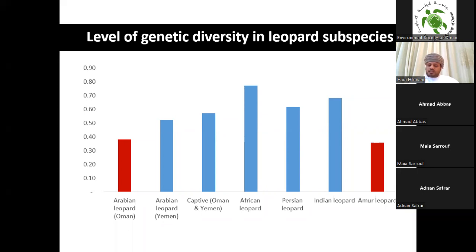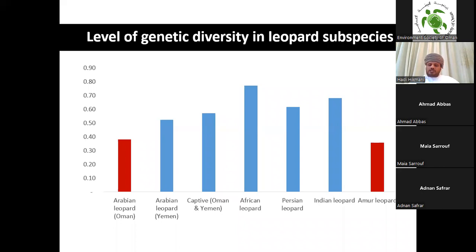We also found that captivity, through some of the captive breeding centers across the region, especially in UAE, Saudi Arabia, and Yemen, hosts some very unique alleles or unique genes that should be conserved for future introduction of the Arabian leopard.